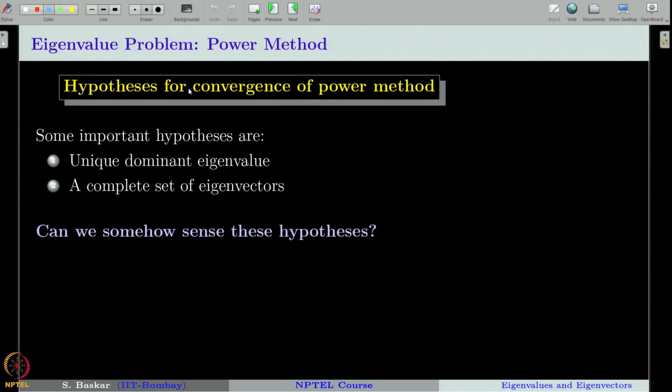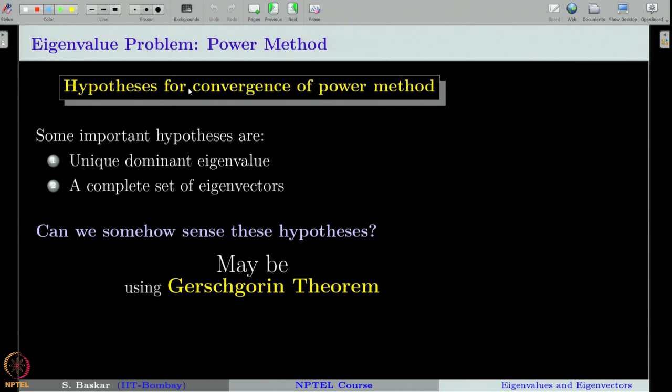It is only when we want to understand the convergence of the power method to the dominant eigenvalue that we need certain hypotheses. For instance, we need to know that the given matrix has a unique dominant eigenvalue. And also, we need to know that the matrix has a complete set of eigenvectors. That is, a set of eigenvectors should form a basis for R^n when the matrix is an n cross n matrix, right? Now, the question is, can we somehow sense these hypotheses without explicitly knowing the eigenvalues and the eigenvectors? Well, the answer is maybe possible. In certain cases, we can use the Gerschgorin disk to conclude this.